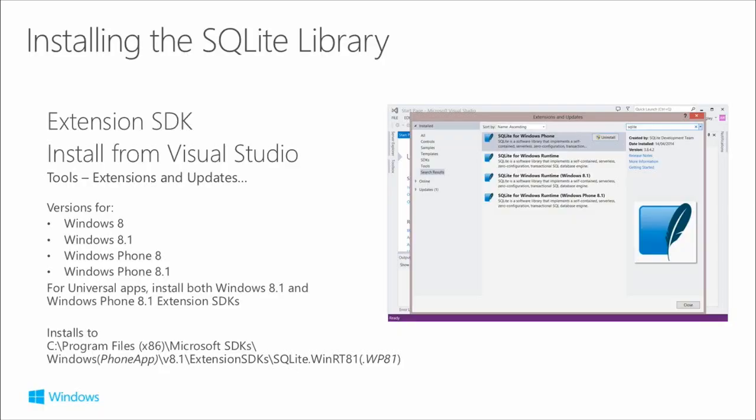But anyway, these SDKs all get installed into C:\Program Files (x86)\Microsoft SDKs, Windows, or Windows Phone app. Windows Phone app is the new one for Windows runtime apps, v8.1, and you can see the link at the bottom there. So SQLite for Windows Phone, which is version 8, SQLite for Windows Runtime, which is 8.0, and SQLite for Windows Runtime on Windows 8.1, those are all official. The bottom one there, Windows Phone 8.1, soon will be. We're talking about a couple of weeks' time, but it isn't quite there yet.